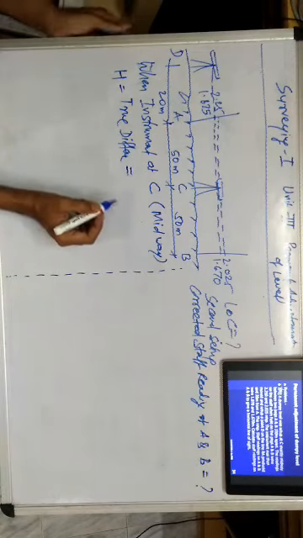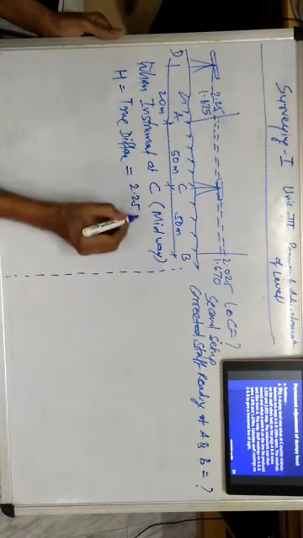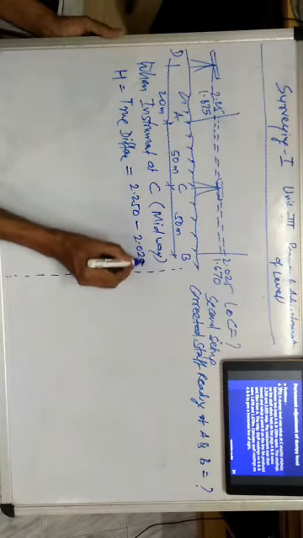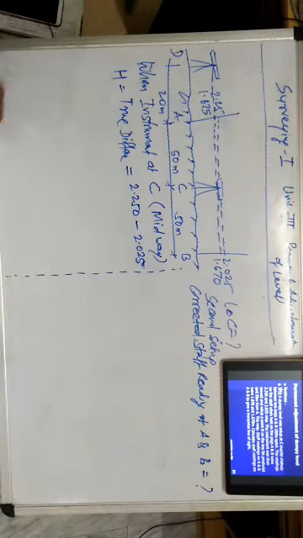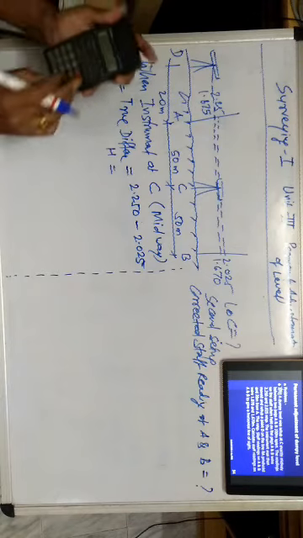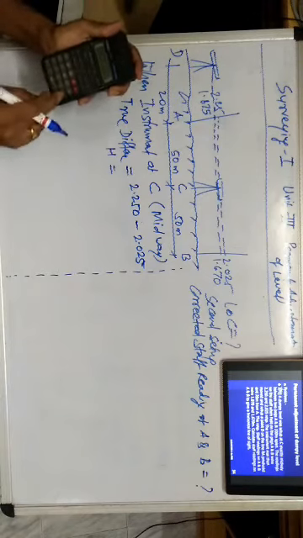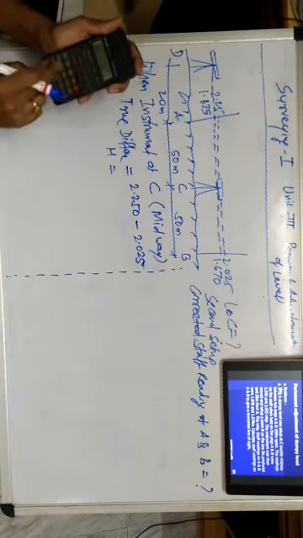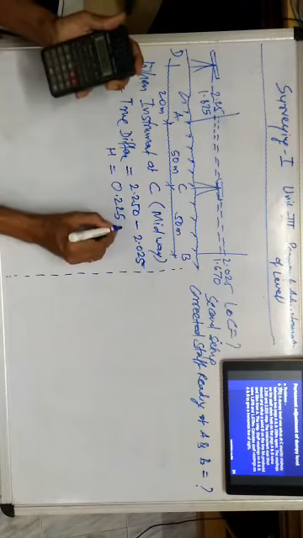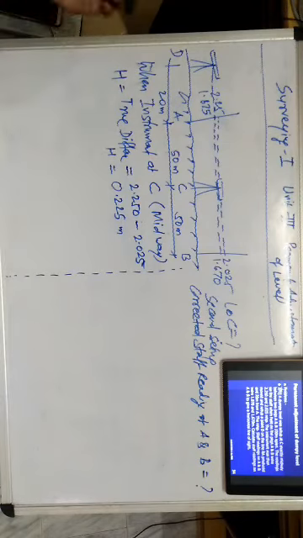So in the first case the staff reading at A was 2.250 and at B was 2.025. So reading at A minus reading at B gives you the true difference, which is equal to H. So 2.25 minus 2.025 will give you the value of 0.225 meters. So that is the true difference we have calculated.